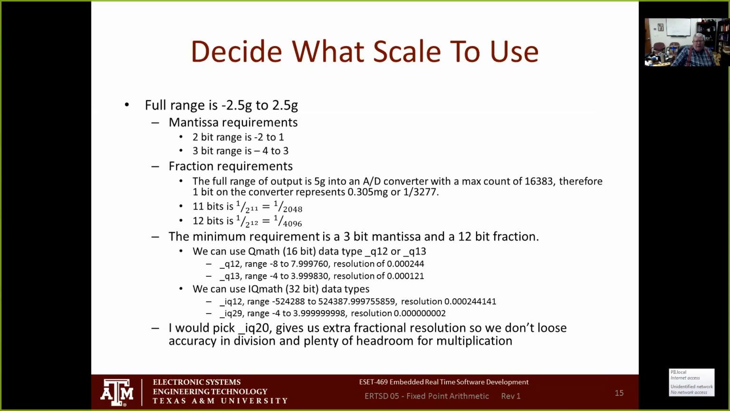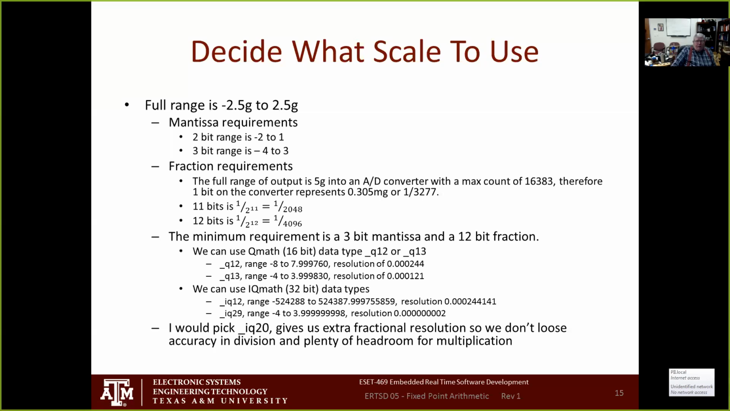Okay? And so we see then that, okay, if I do 11 bits, can't quite represent 1 over 3277, which is that. So I would be losing some of that resolution. If I go 12 bits, 1 over 4096, so that's pretty close there. So I need a minimum mantissa of 3 bits. I need a minimum fractional component to not lose any information of 12 bits.